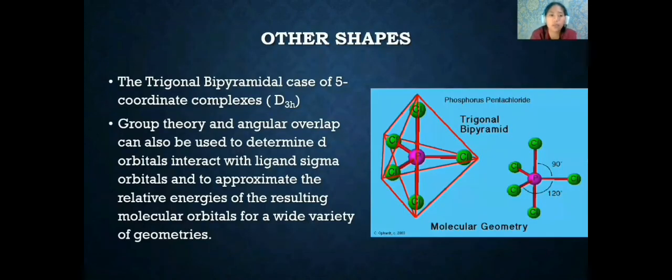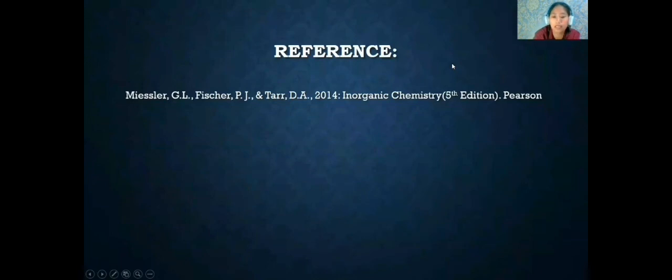Yeah. So for other shapes, we have here the trigonal bipyramidal case of five coordinate complexes, or the D3h. In this one, group theory and the angular overlap model can also be used to determine how the orbitals interact with ligand sigma orbitals and to approximate the relative energies of the resulting molecular orbitals for a wide variety of geometries. So you have there the structural shape of our bipyramidal.